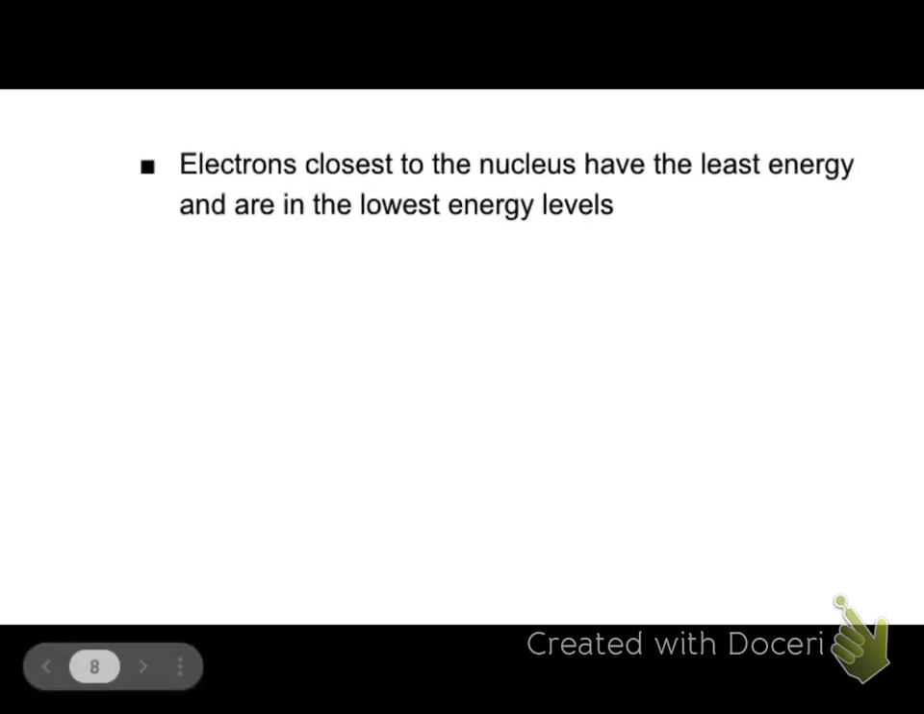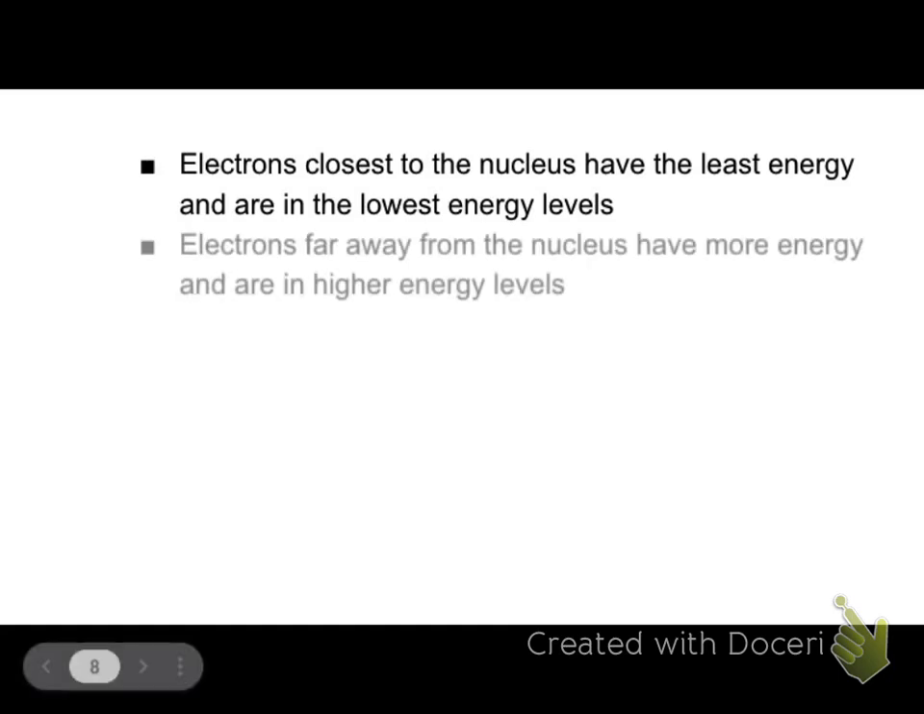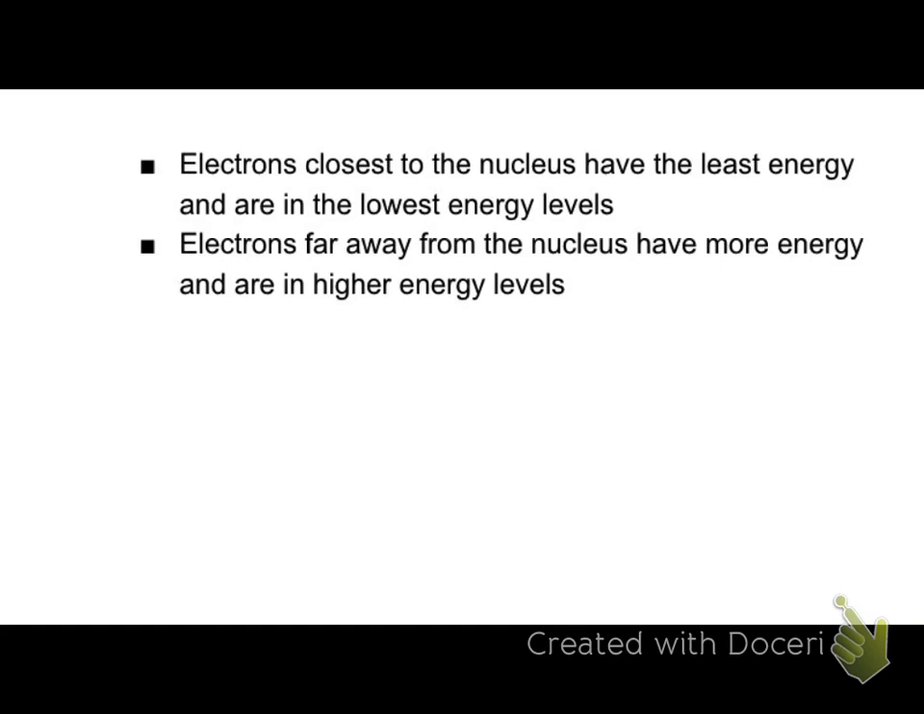Electrons that are closest to the nucleus have the least energy. So if they are close to the nucleus, we say they're in a low energy level, which means they have low energy. The further you get from the nucleus, the higher your energy level is, and obviously the more energy you have.